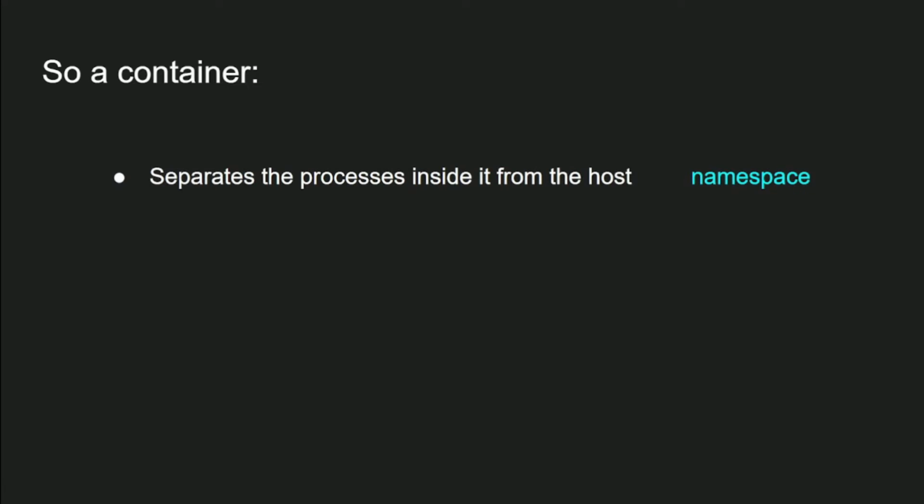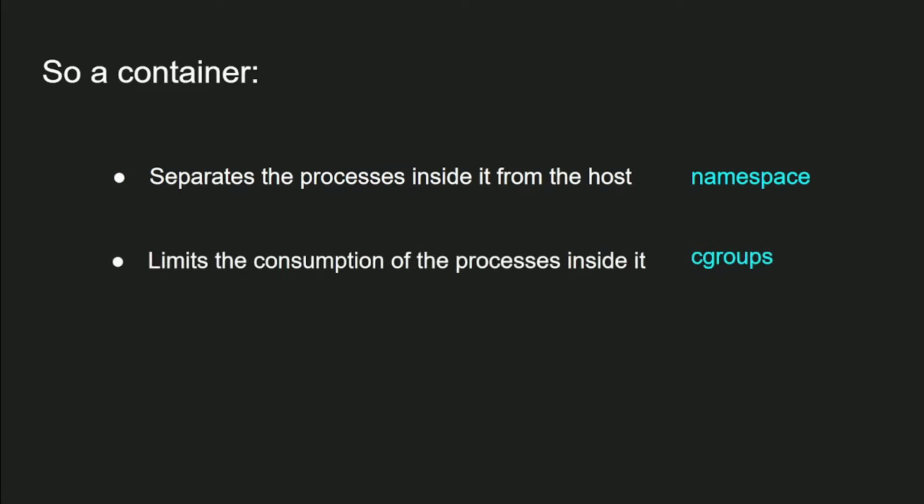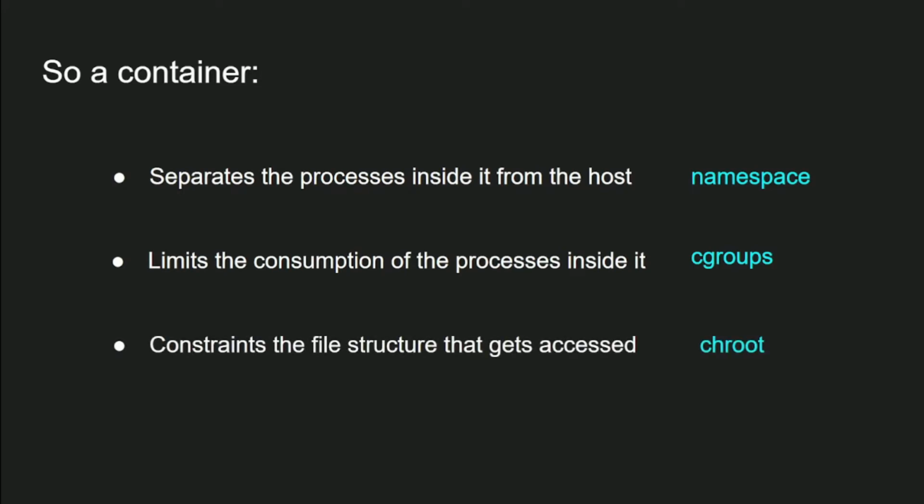Time for a recap. In order for all of these new terms to stick, we have three things that we discussed that help a container achieve its degree of isolation from the host. The first one is what separates the processes inside of the container from the host, and that's the namespace. Then what limits the consumption of the processes inside of the container, and that's cgroups. And then what constrains the file structure that gets accessed by the processes inside of the container, and that's chroot. Obviously, these are not the only three technologies that are used by a container, but for simplicity's sake, I just presented these three as I find them most important.